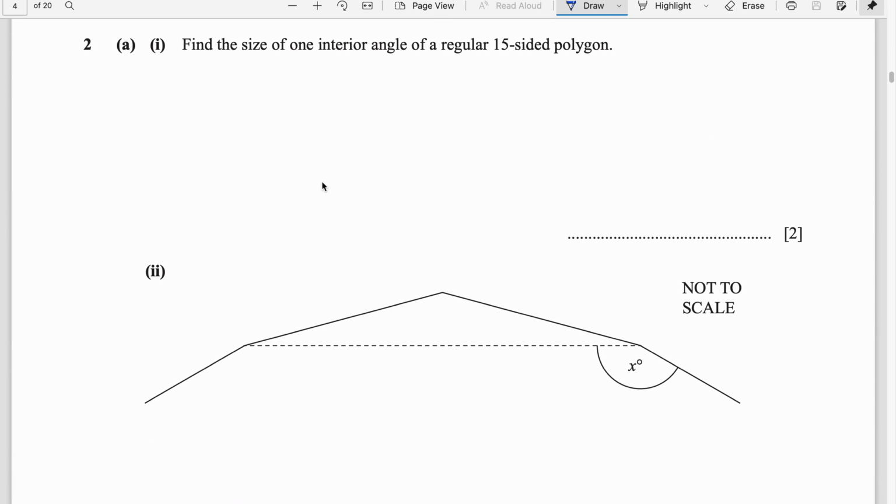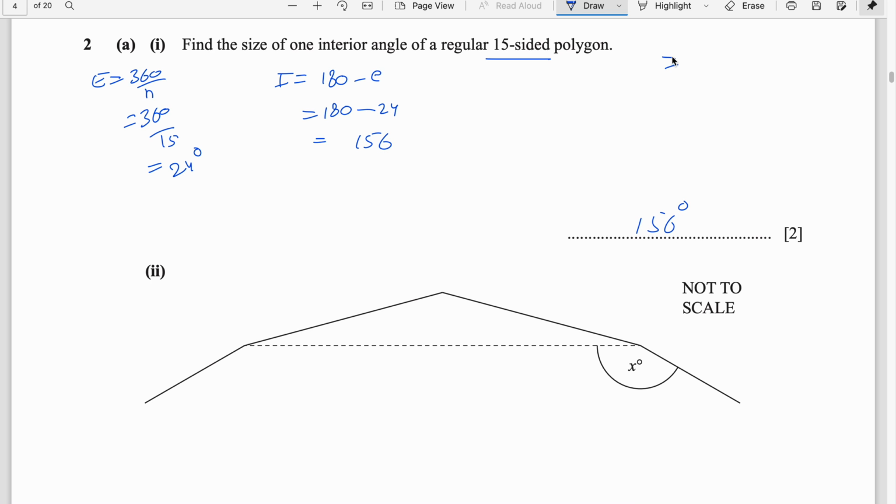Question number 2. Find the size of one interior angle of a regular 15-sided polygon. There are different approaches to do that. If you have a 15-sided polygon, the exterior angle is 360 over n. So 360 divided by 15, I get one exterior angle as 24 degrees. So the interior angle is 180 minus the exterior, so you take away the exterior angle and you're left with 156 degrees. You can also use, if you wish, interior angle equals (n minus 2) into 180 over n.